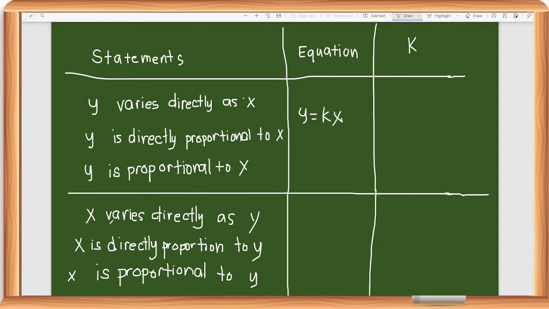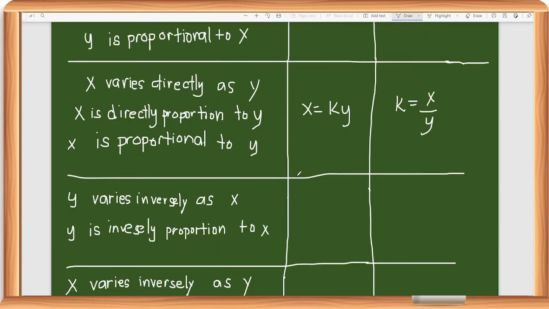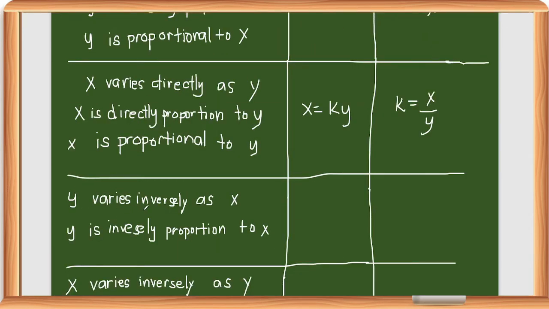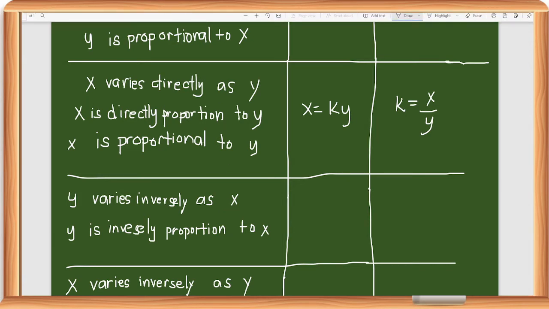Ngayon, kung ang x naman varies directly as y, it means x is equal to ky. Here, ang magiging k mo would be, or the constant would be y over x. And if x varies directly as y, your k would be x over y.